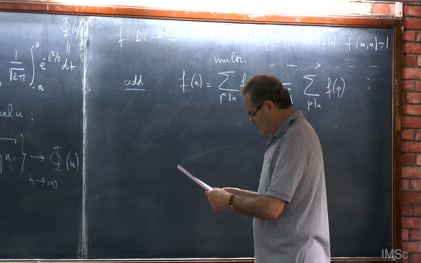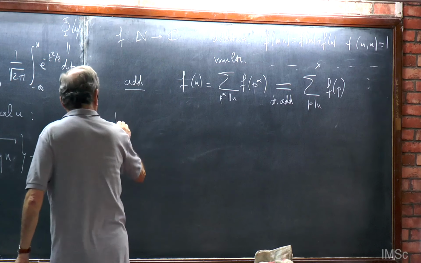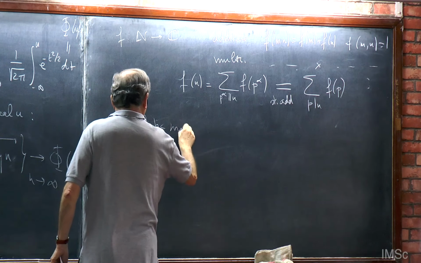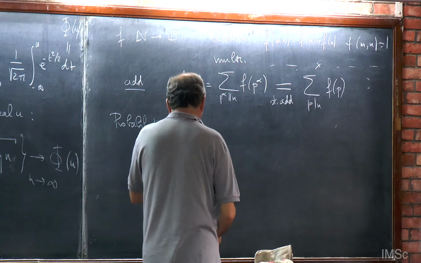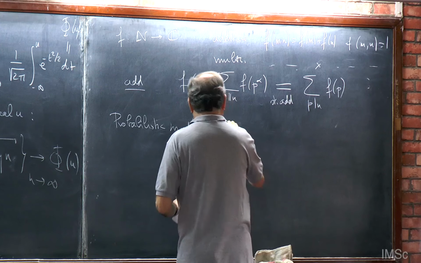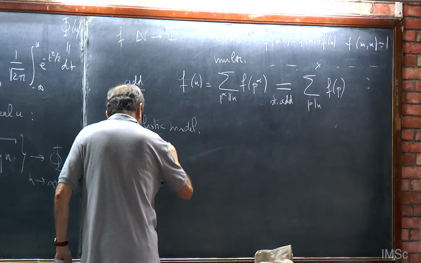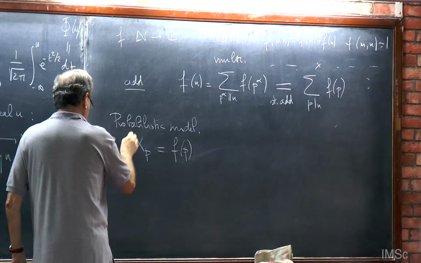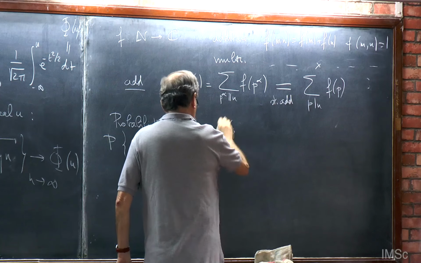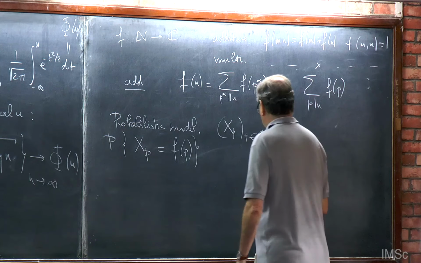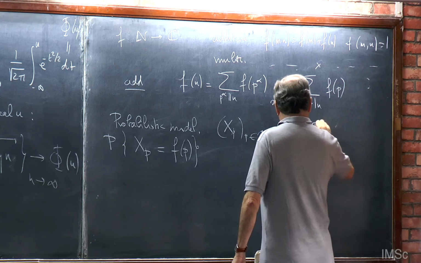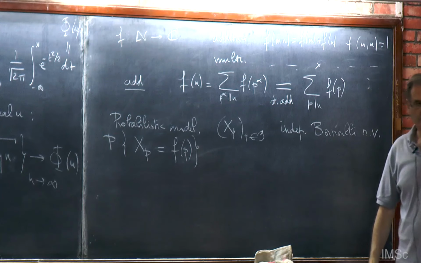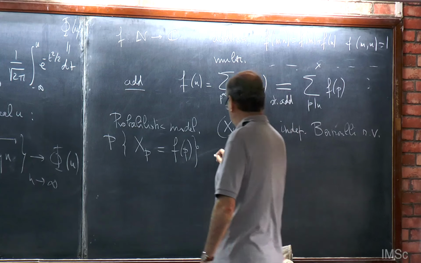So we have the same probabilistic model. The probabilistic model tells you the following: X_p takes the value f(p), or takes the value 0, with a probability, again, and the X_p, for p belonging to the primes, are independent Bernoulli random variables. And what you expect for this probability to be is 1 over p.